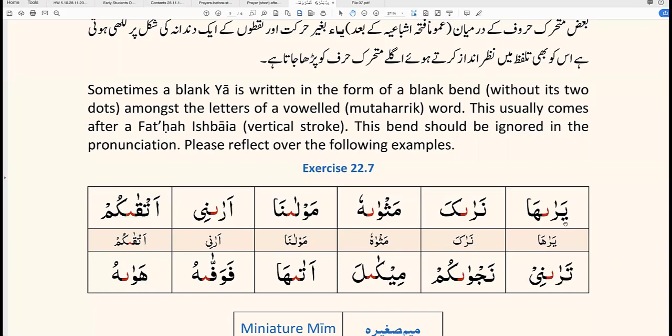So, ya, ra, ya, ra. Well done. What do we do with this red bend here?